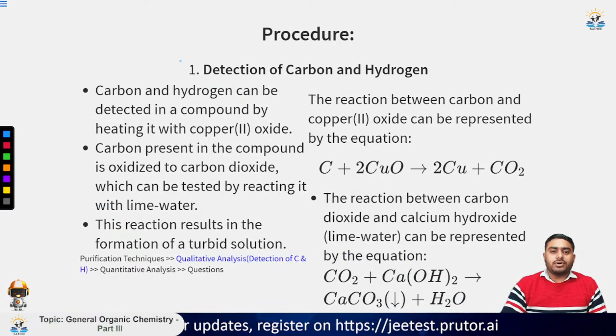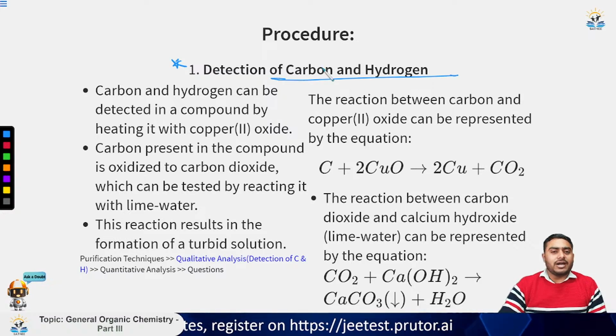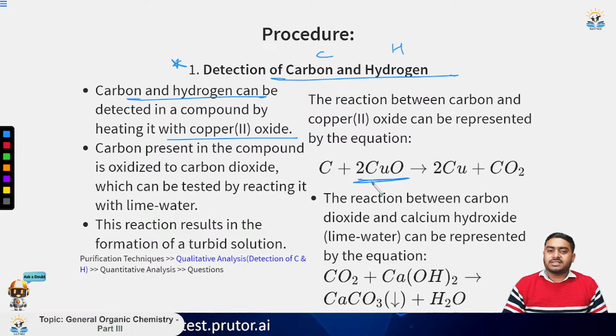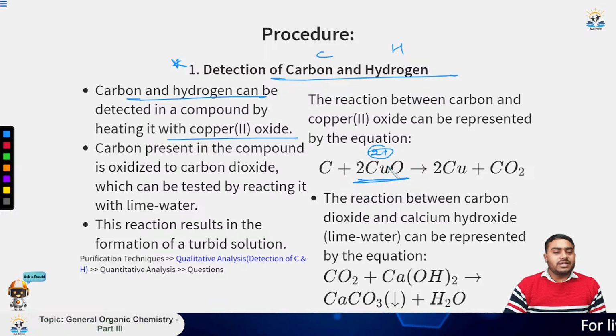First of all we are discussing the detection of carbon and hydrogen. What will be the procedure? Carbon and hydrogen can be detected in a compound by heating it with copper oxide. This is copper oxide, CuO, with Cu2+ here. So carbon is heated with copper oxide, and you will get copper and CO2.